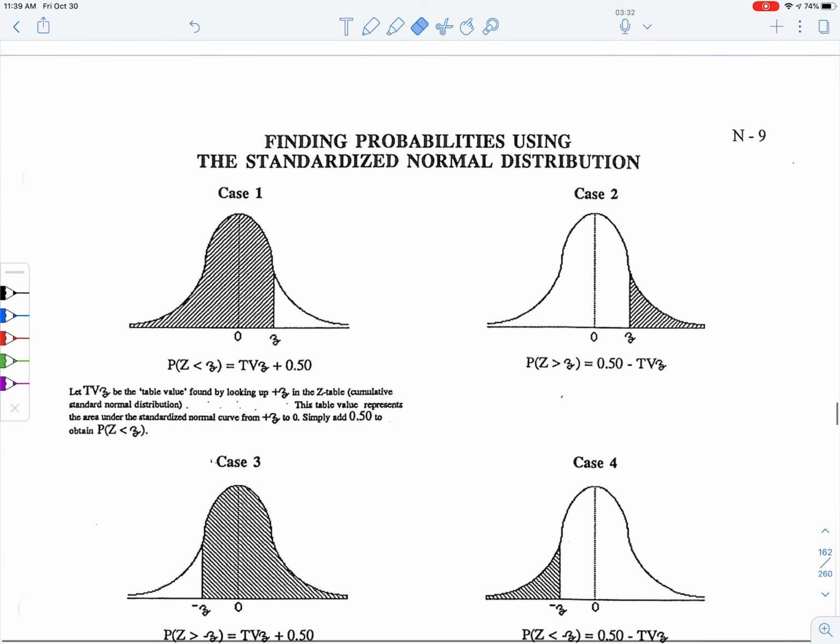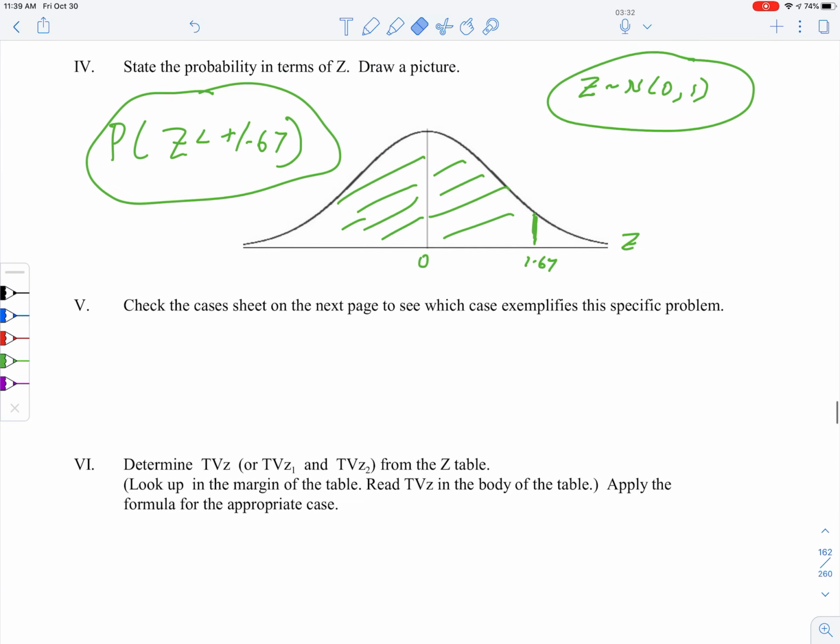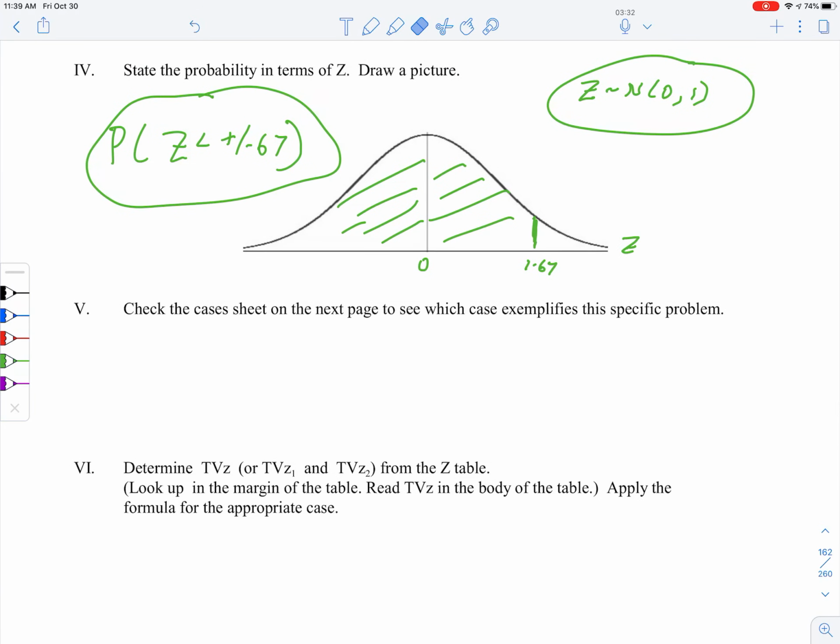All right, so this is case number 1. And so we've got that case 1 says that the probability that z is less than positive 1.67 is equal to the table value for 1.67 plus 0.5.